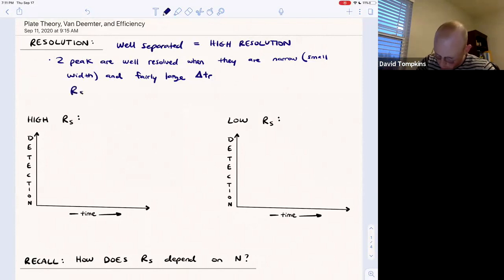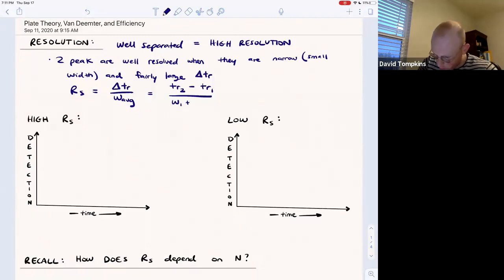So recall that resolution, R sub S, is written as the difference in retention time over the average of the widths of the two peaks. So you can expand this equation and write it as the later retention time of peak 2 minus the earlier retention time of peak 1, so it's always a positive value, over the width of peak 1 plus the width of peak 2, all divided by 2. Another way you'll see this represented is 2 times (TR2 minus TR1) all over (width 1 plus width 2).